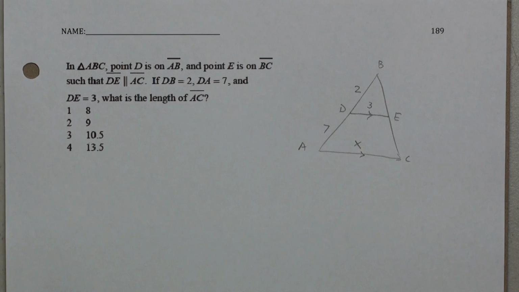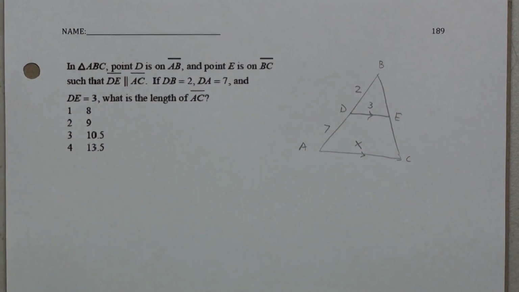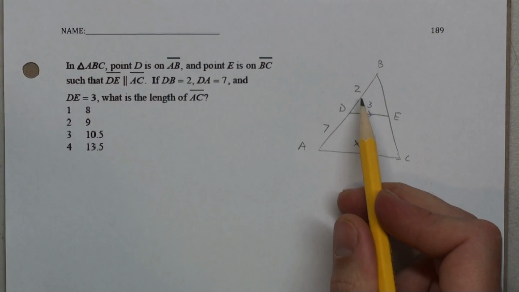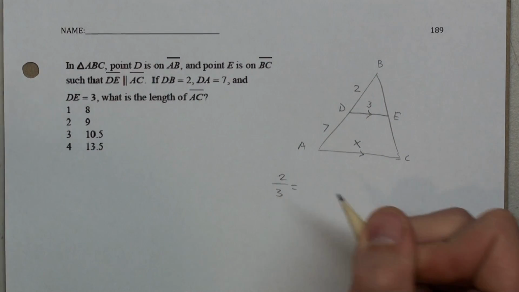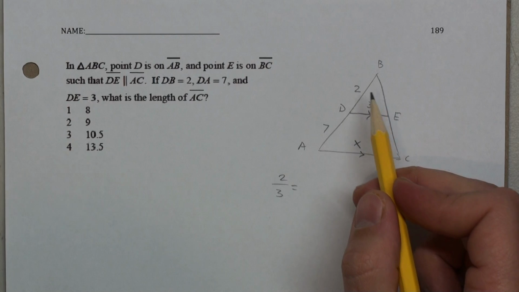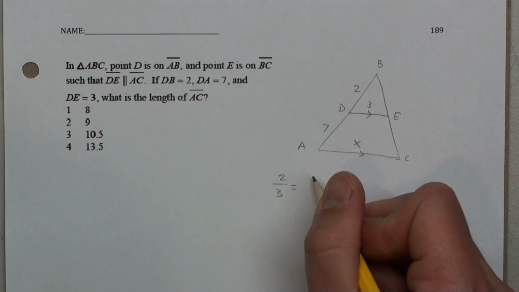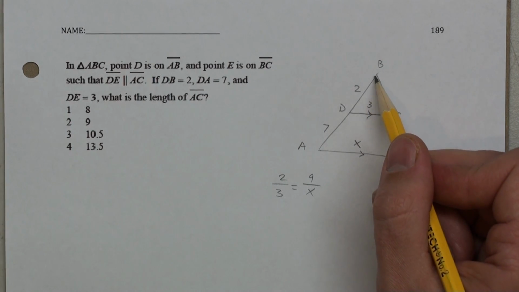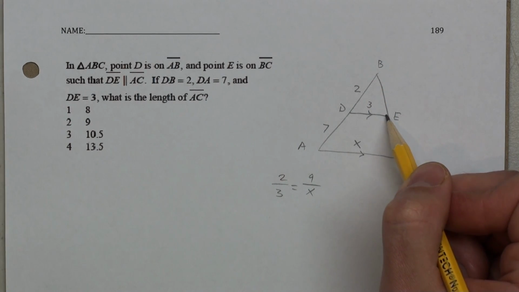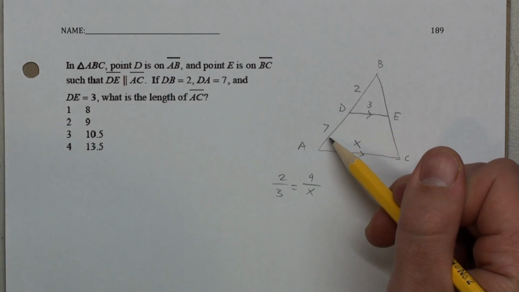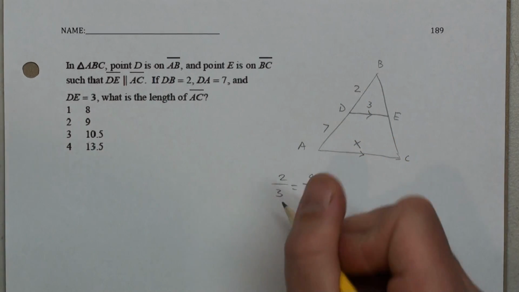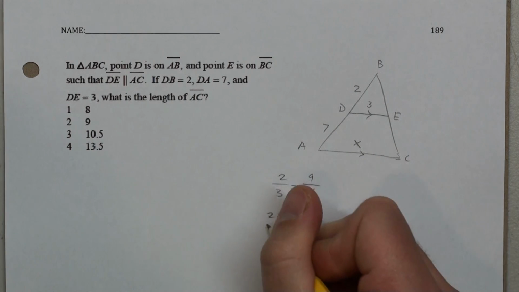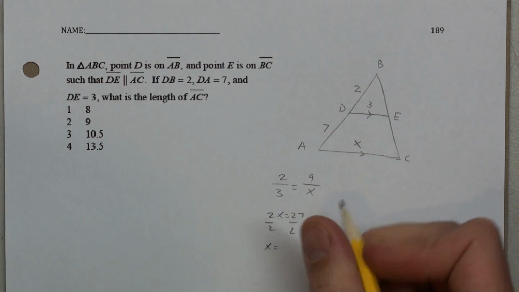Interesting. Okay. So I would do this one as 2 over 3 equals, I would add these two and say 9 over x. So the little triangle's side over the little triangle's base is equal to the big triangle's side over the big triangle's base. And I would get 2x equals 27, and I would divide by 2 to get x is 13.5.